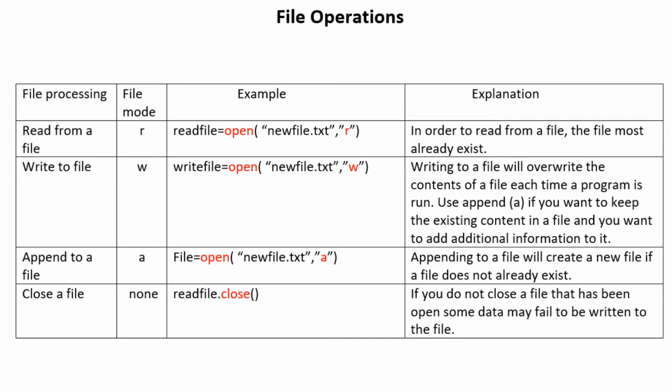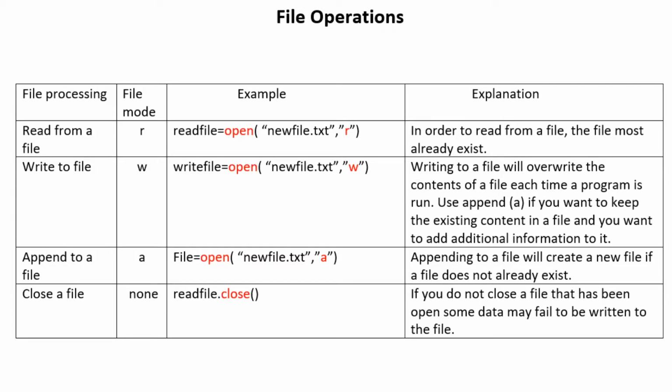With all file processing, once you've either read a file, written to a file, or appended to a file, you'll need to close that file. So you would specify the file name that you're going to close with the reserved Python word close, and this will actually close your file for you. If you do not close your file, what sometimes happens is that the data that you're writing may fail to be written to the file.